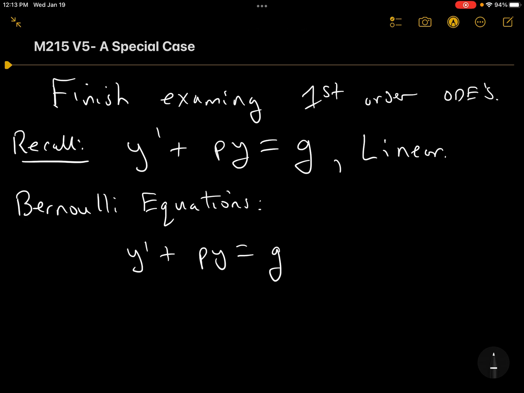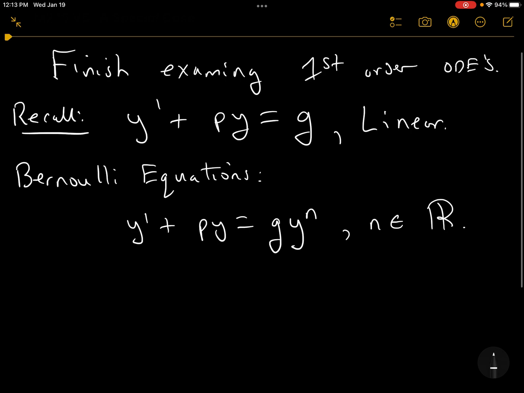All right. So we have y prime plus p y equals g y to the n, where n is some real number, right? So all we have is like a y squared or a y to the negative 2 sitting out here on the right. These are called Bernoulli equations, and we're going to use Bernoulli's pretty cool trick to solve these. So we're going to go case by case, because the solutions depend on n.